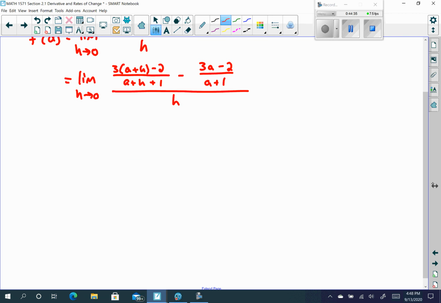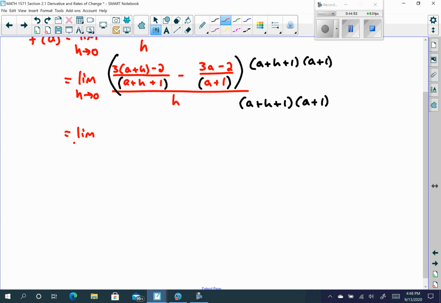What do we do here? We have a very complex fraction. So let's multiply this top part. If we look at our denominators, I need to multiply by (a plus h plus 1) times (a plus 1). Down here, I need to multiply by (a plus h plus 1) times (a plus 1). So this top part, limit as h approaches 0. When I multiply this LCD by this first fraction, this denominator is going to cross out with that a plus h plus 1.